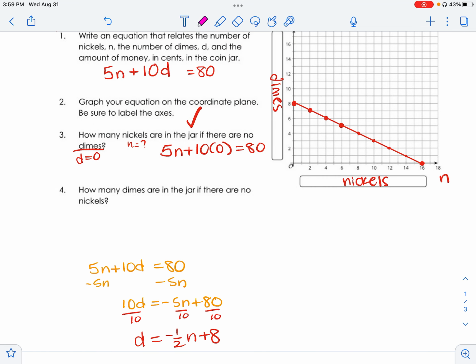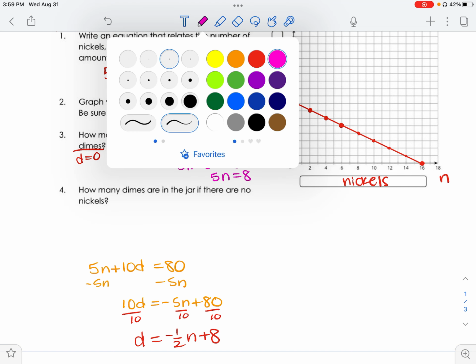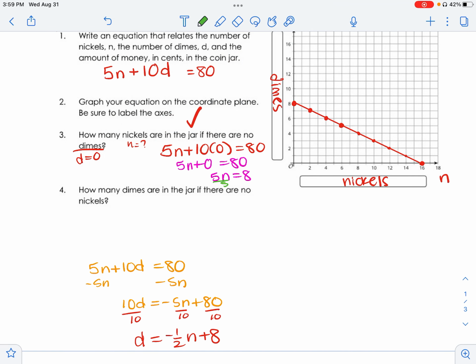So 10 times 0 is 0. That 0 really just goes away. 5n plus 0 is just 5n. So I get 5n equals 80. And then I can divide both, that should be an 80, sorry. Divide both sides by 5, and I get n equals 16.